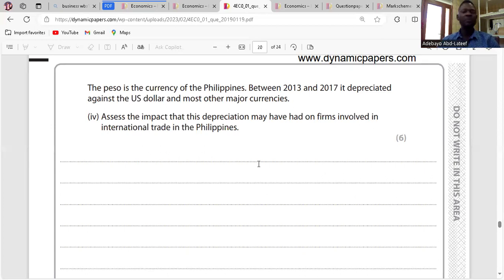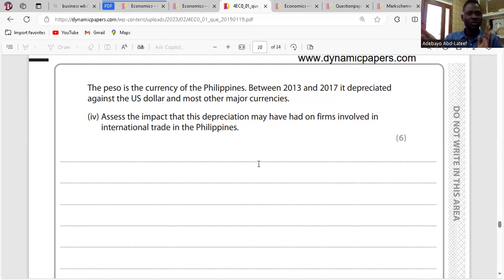First, when we talk about depreciation of a country's currency, depreciation means a loss in value of a country's currency in the floating exchange market, not in the fixed. If it's fixed, it devaluates.